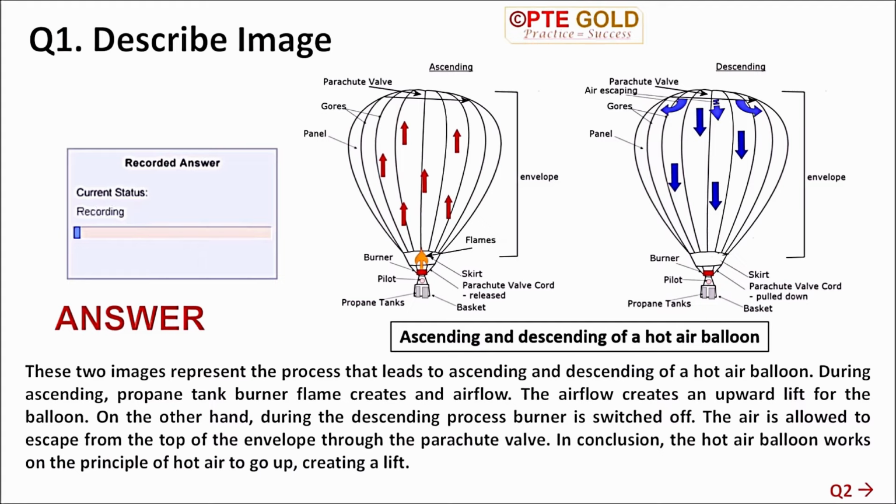These two images represent the process that leads to ascending and descending of a hot air balloon. During ascending, propane tank burner flame creates an airflow. The airflow creates an upward lift for the balloon. On the other hand, during the descending process, burner is switched off. The air is allowed to escape from the top of the envelope through the parachute valve.